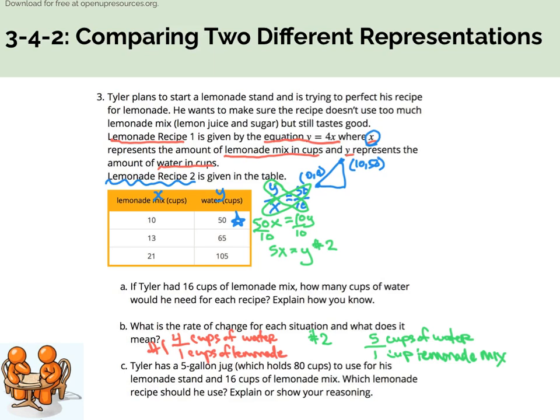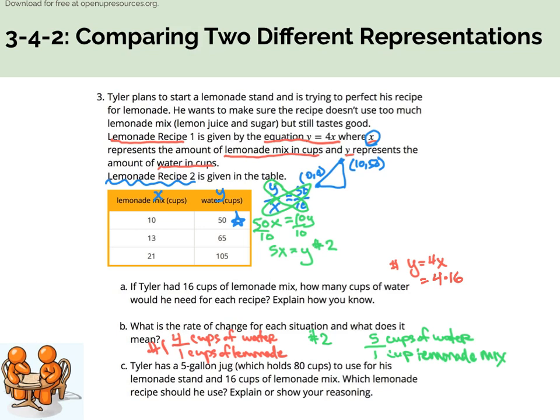So let's bounce back up and let's do A. If Tyler had 16 cups of lemonade mix, how many cups of water will he need? And so we can actually put it into the equation. So let's do number 1 first. So our equation is y equals 4x. So we have 16 cups of lemonade mix. And lemonade mix, if we remember, is our x. So we're going to put it in for our x. So we're going to have it as 4 times 16. So grab a calculator. Let's do 4 times 16.